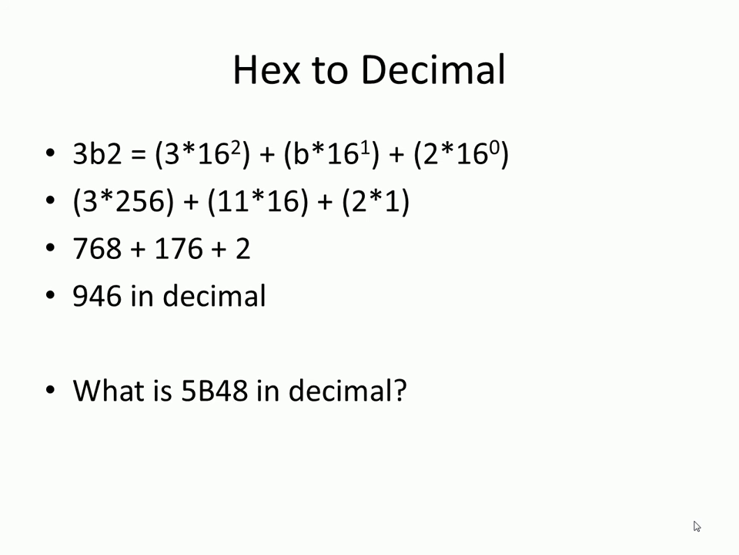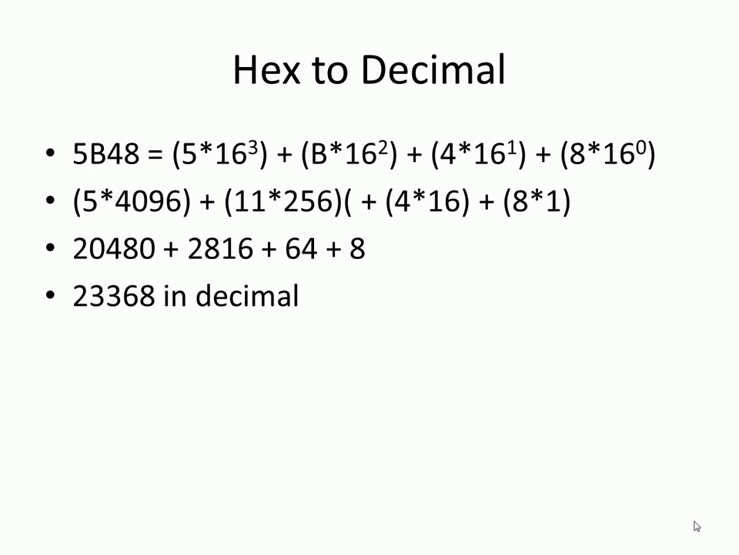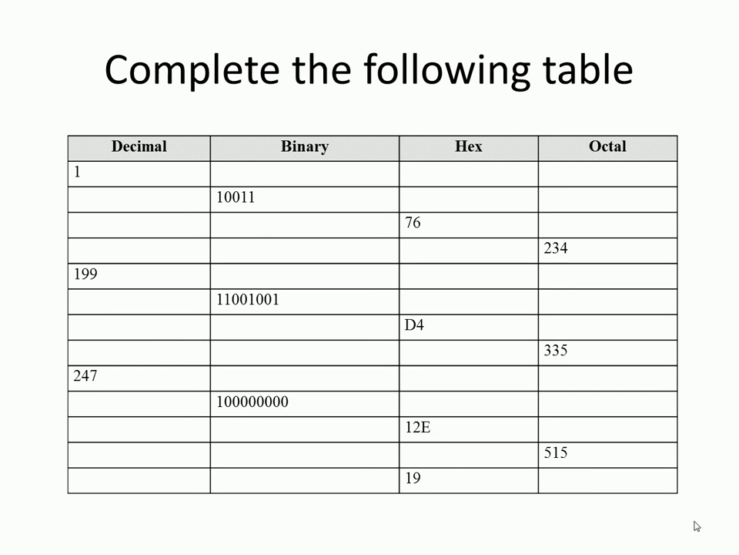So what is 5B48 in decimal? Well, just bring in 16 to the third power. So 16 to the third power is just 16 times 16, which is 256, times 16, which is 4096. Then 5 times 4096, and you end up with 23368 in decimal. Okay? So other than the one typo, you should be able to follow these slides? Y'all know what the typo was? All right. Could you do this? With some work? All right.